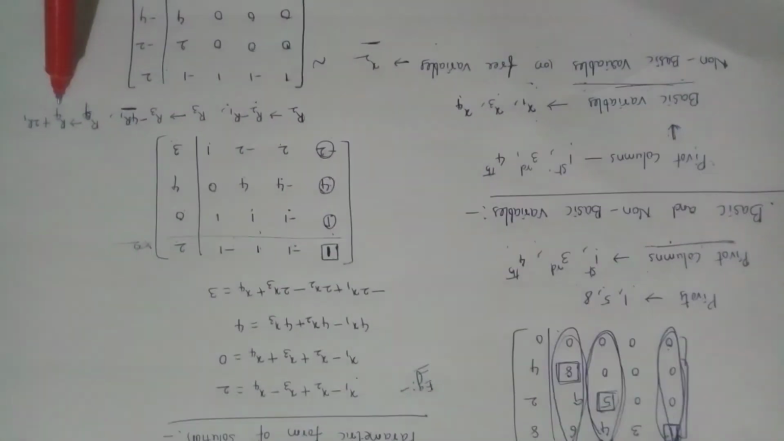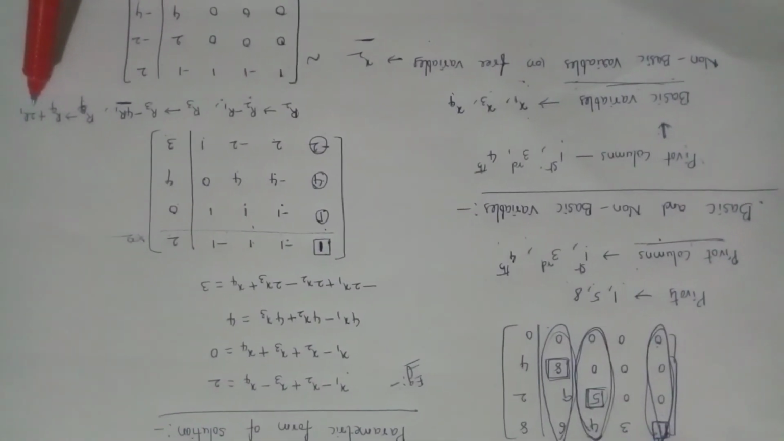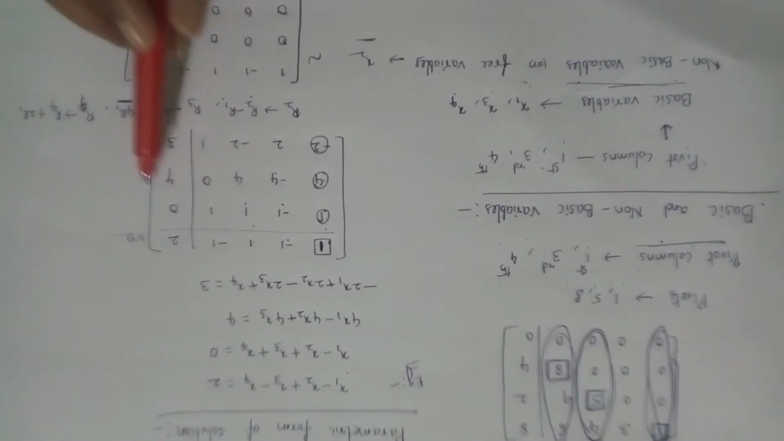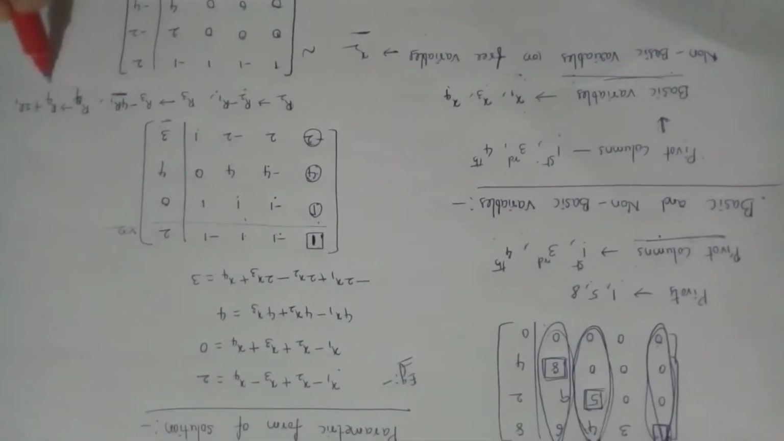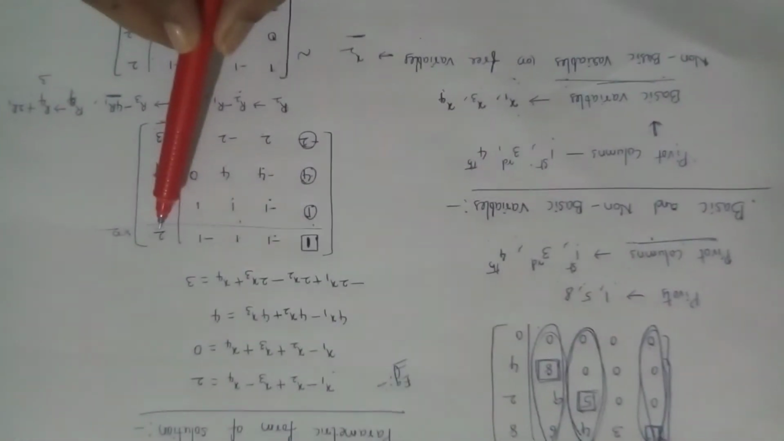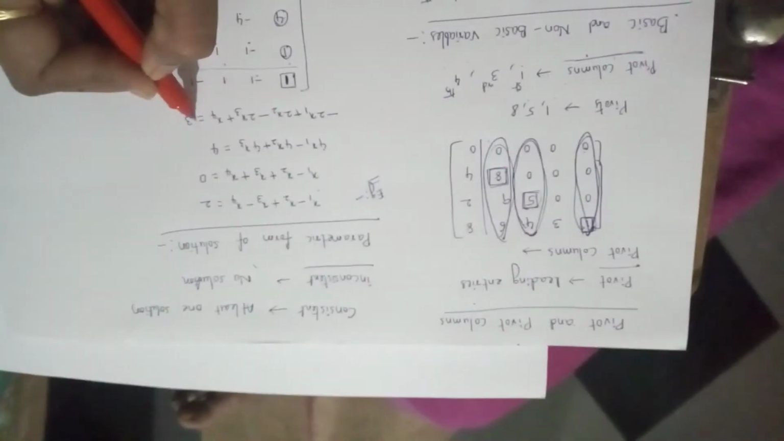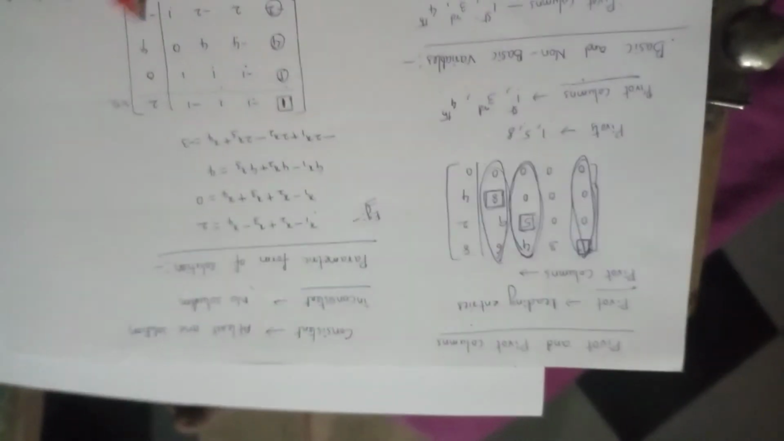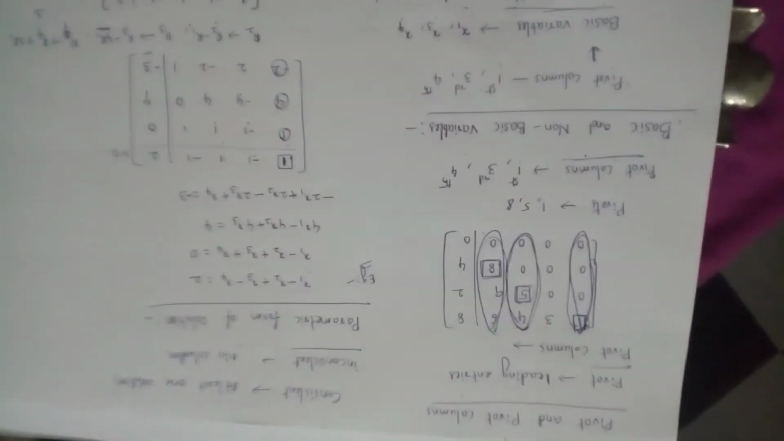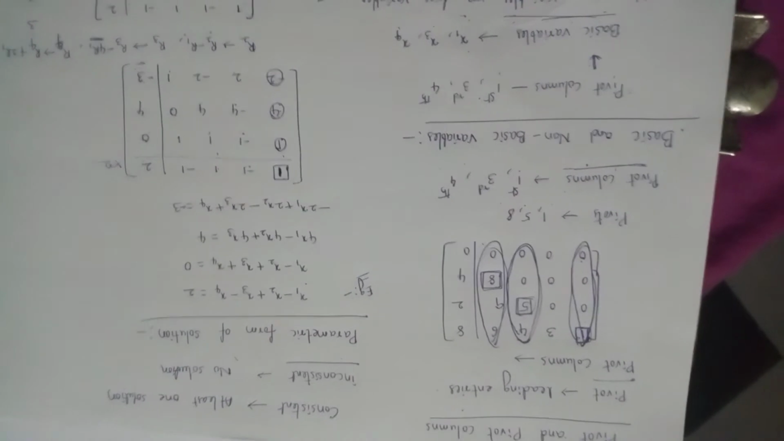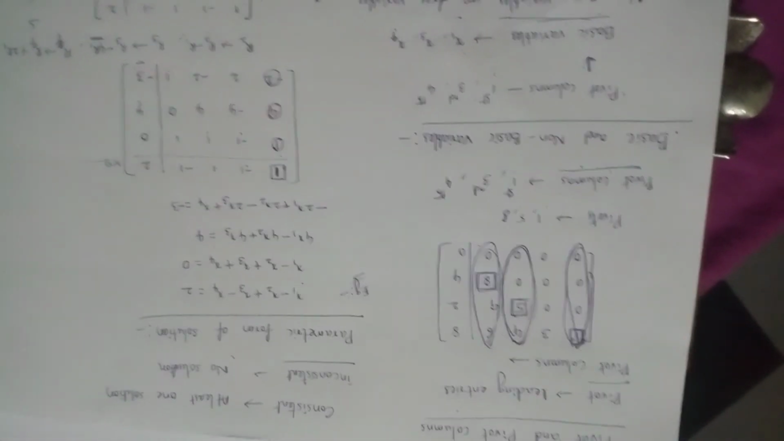Next, 3 minus 4, sorry, 3 plus 4, 3 plus 6. Here minus 3 is there, so minus 3 plus 4, we get 1. Okay, next see here, in R2 I am dividing by 2, and in R3 I am dividing by 4.